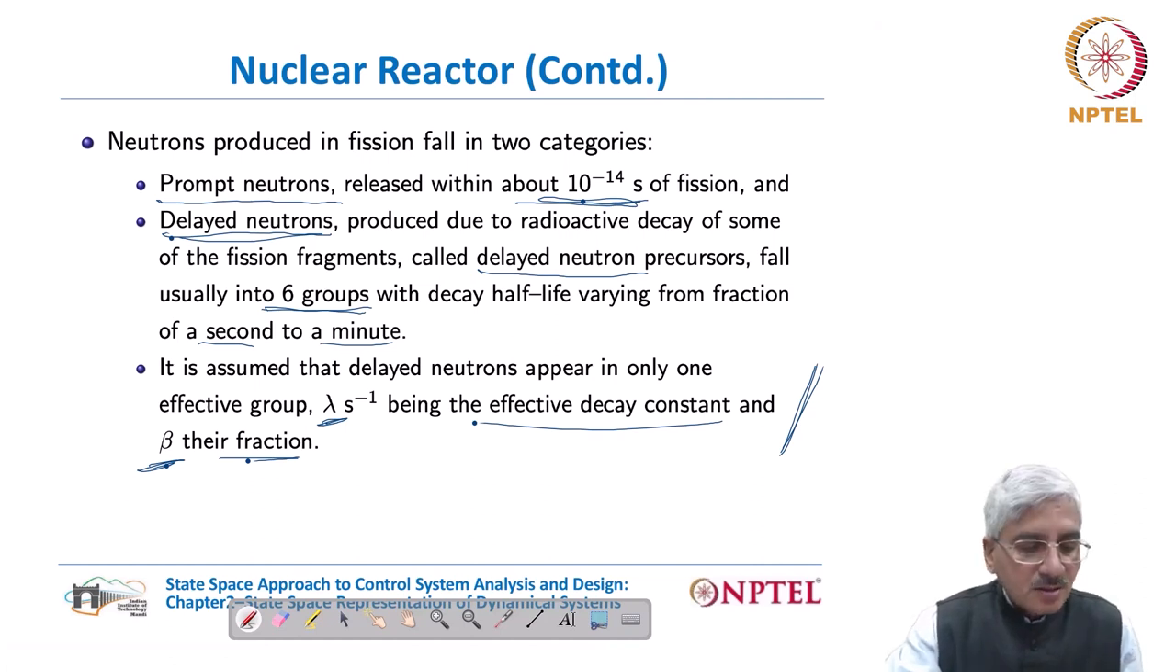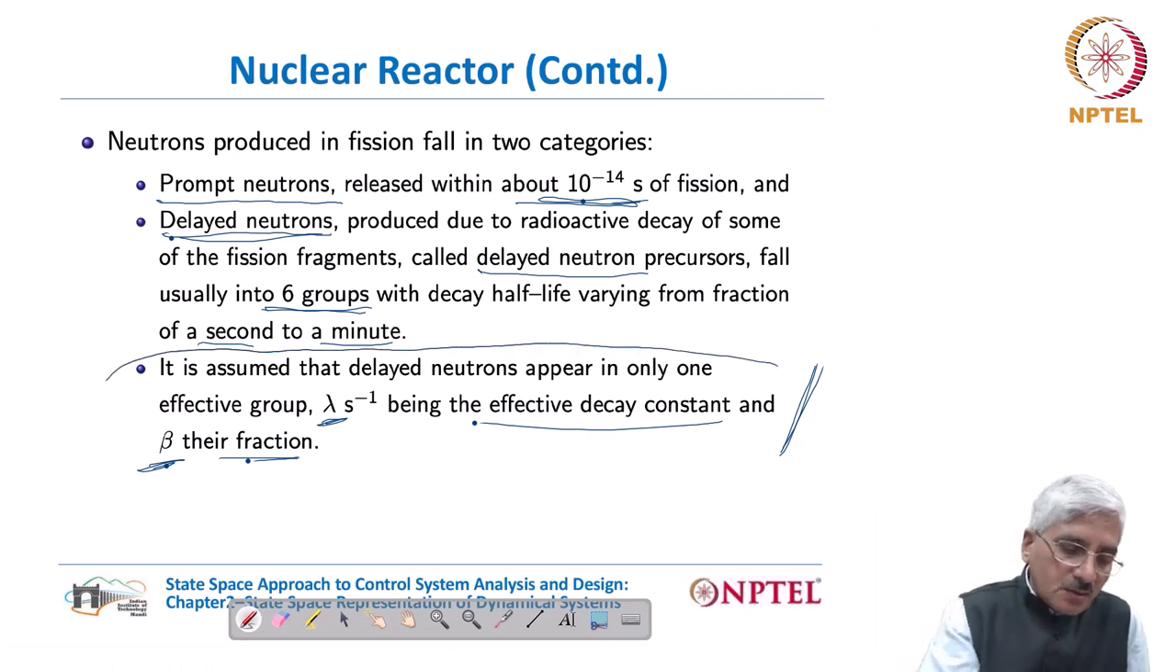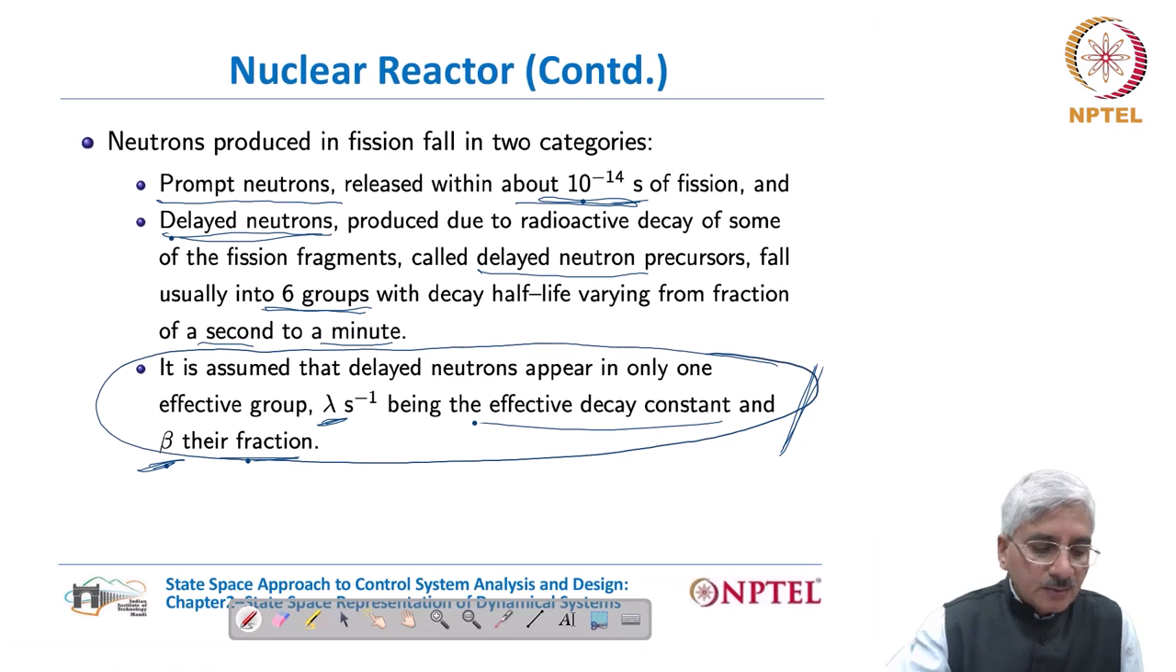One is called the prompt neutrons. They are liberated almost instantaneously with the fission, and the other is called delayed neutrons, which are assumed in our case, to simplify, that all delayed neutron precursors can be clubbed into one effective delayed neutron precursor group having the decay constant of lambda, and beta is the fraction.